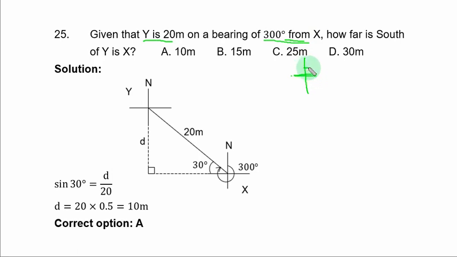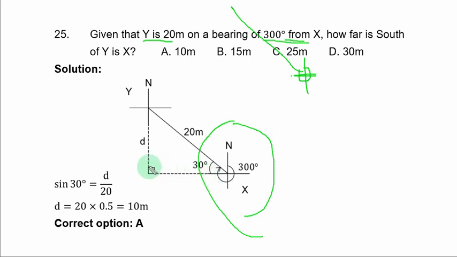300 is in the 4th quadrant. That means you have Y somewhere here. So you see why S is shifted to this point, because we are considering the bearing. The distance is 20 meters. Now, how far south? This is south of Y. If you trace down, it will meet with the west of S.